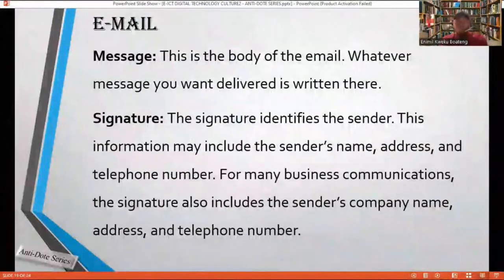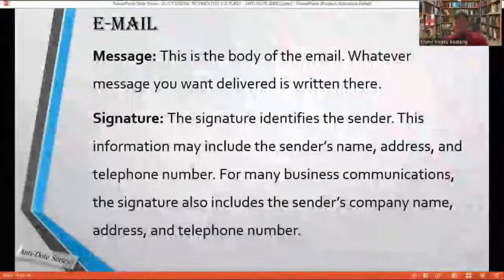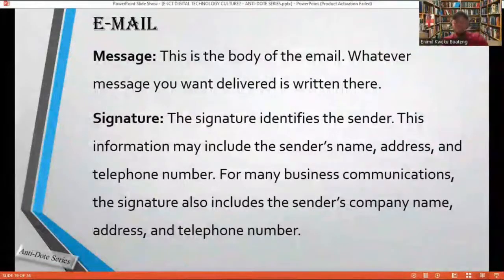Message. This is the body of the email. Whatever message you want delivered is written there. Signature. The signature identifies the sender. This information may include the sender's name, address, and telephone number. For many business communications, the signature also includes a sender's company name, address, and telephone number. So you sign off neatly.